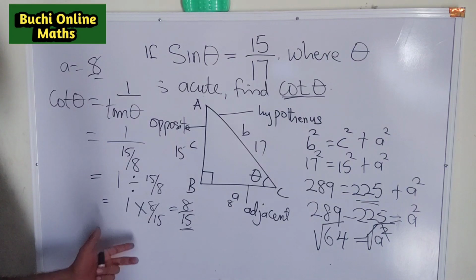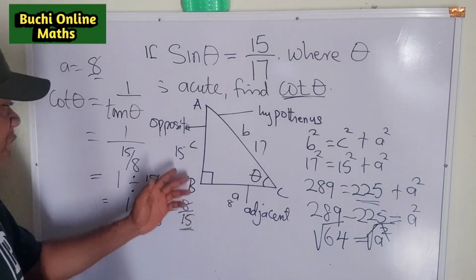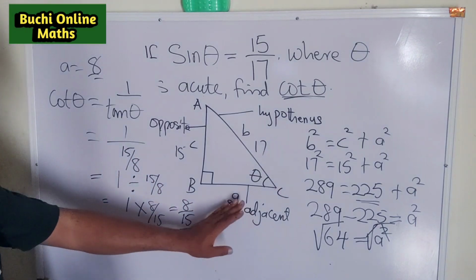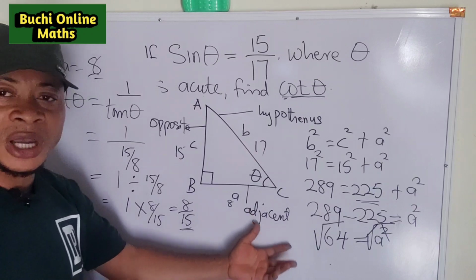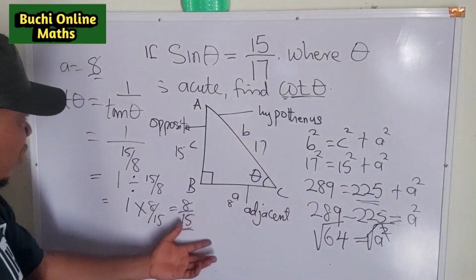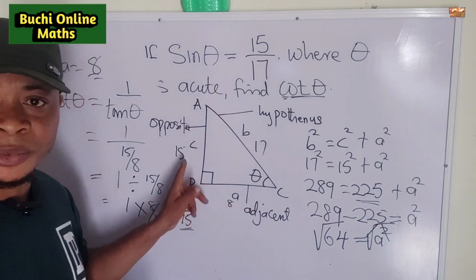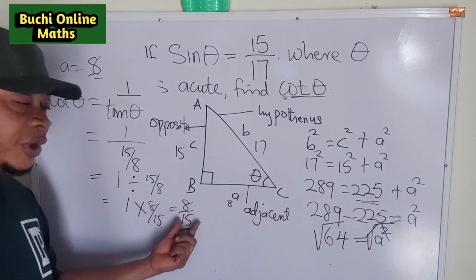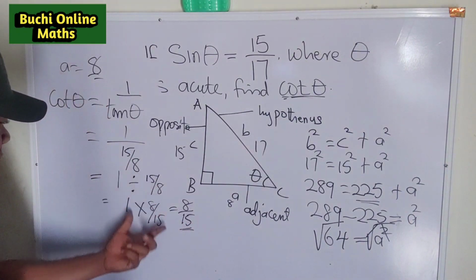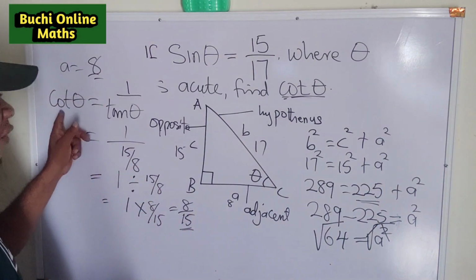This is how to solve this question. First of all, get all the sides. When you find all the sides, you establish their relationship. You know that cot theta is the inverse of tan theta, so first find the value of tan theta. Tan theta is 15 over 8, that is opposite over adjacent. That means the inverse of 15 over 8 will give you 8 over 15, and that is what we have just done. The inverse of tan theta gives you cot theta.